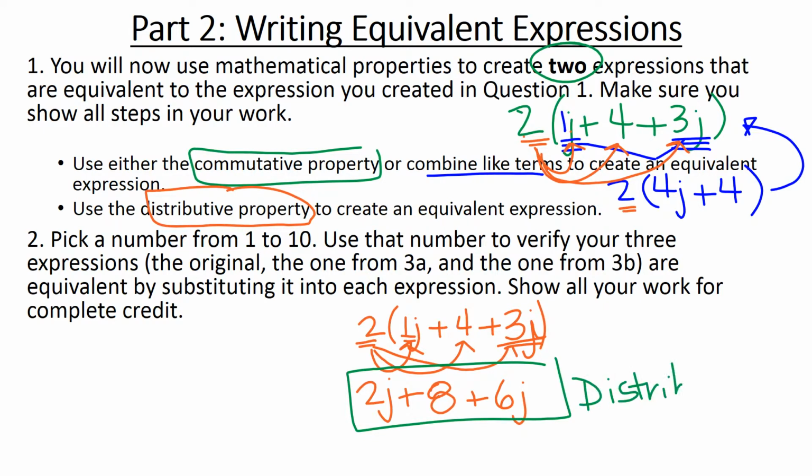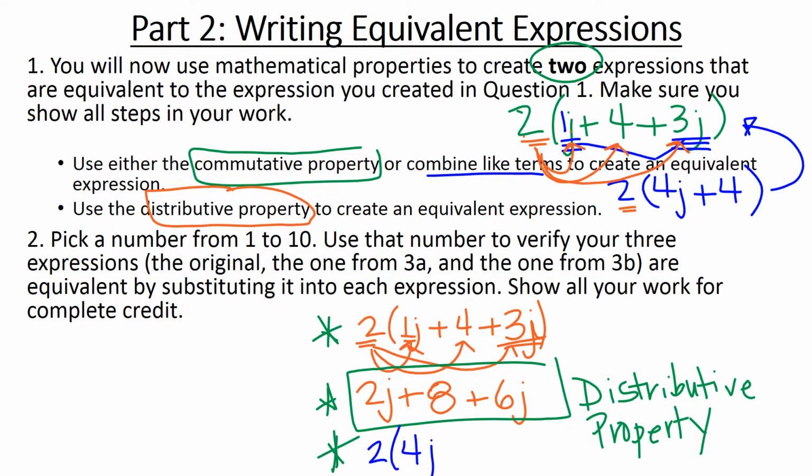So for part 1 of part 2, number 1, I'm sorry, you have 3 expressions that are equal. You have your distributive property one, which is here. You have the one that you started with, which is here. And then I had the one where I combined like terms, which was here. This is where I combine like terms. So this would be my answer for number 1.